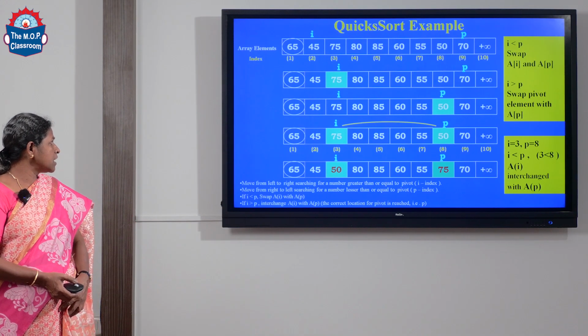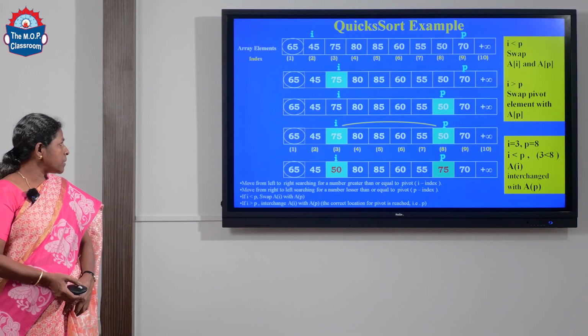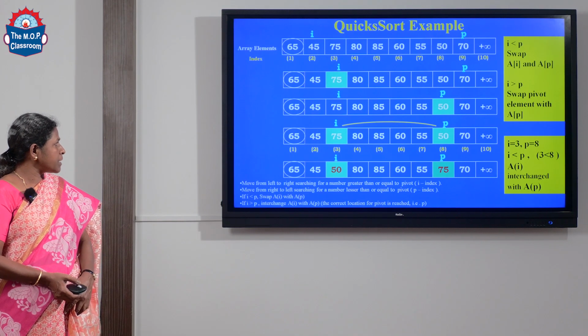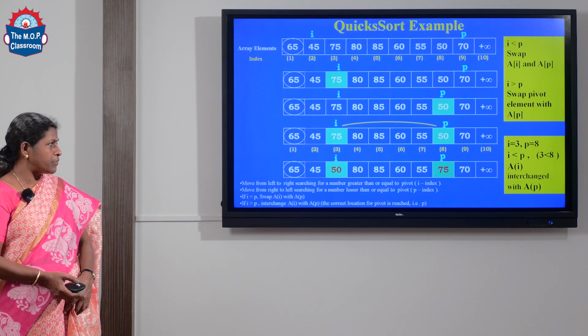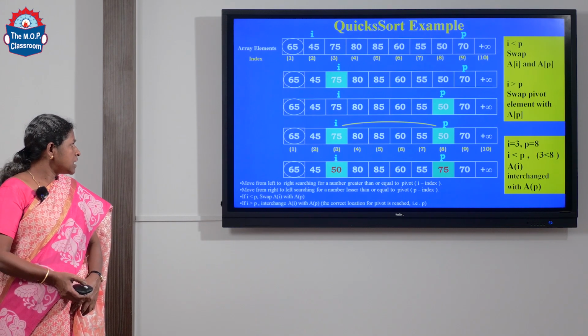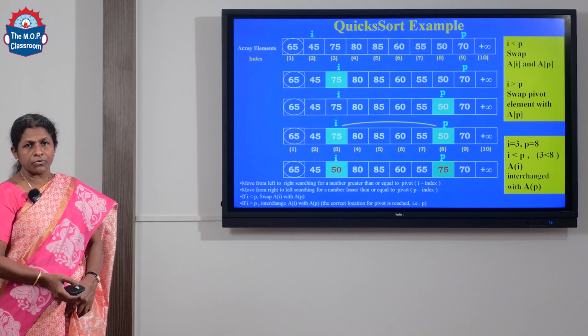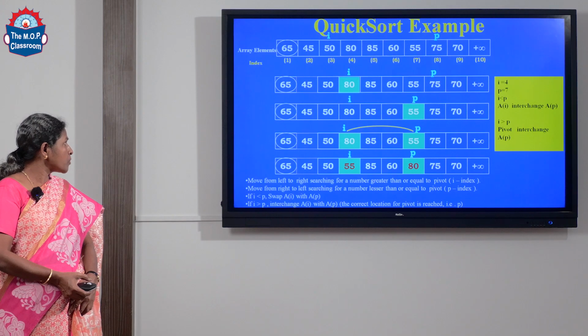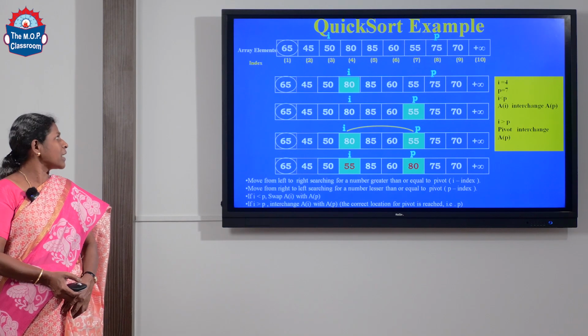So, if you see here, 75 has occupied the third place, 50 has occupied the 8th place. So, I is less than P. So, I am swapping 75 and 50. If you see here, 75 has occupied the place of 50, and 50 has occupied the place of 75. So, now once again I am going to repeat this process from the place where I have stopped.